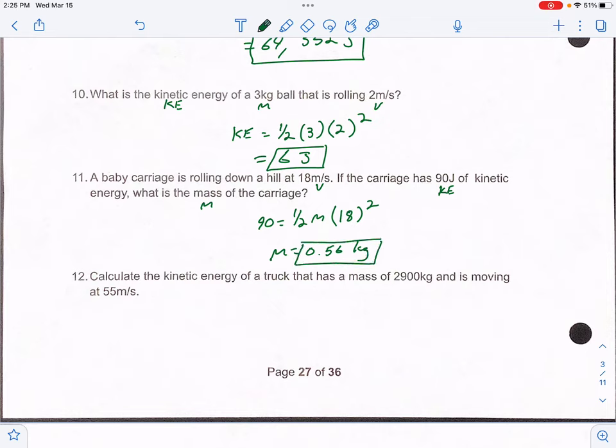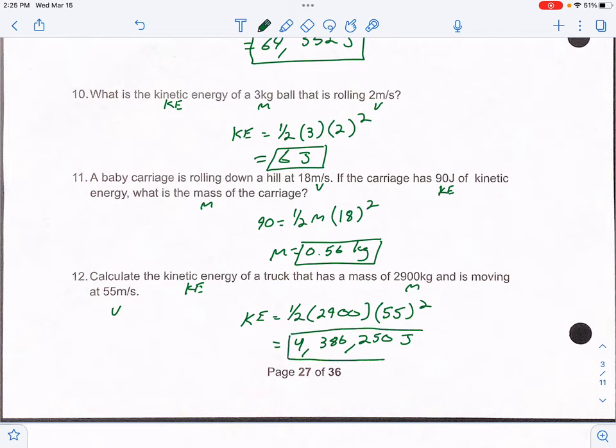12, calculate the kinetic energy of a truck that has a mass of 2,900 kilograms. So I'm looking for KE. I give you mass, and I give you a velocity again. So we're going to deal with kinetic energy. So KE equals 1/2 my mass, which is 2,900, times velocity squared, so 55 squared. So this is going to be a pretty big number. This comes out to be 4,386,250 joules. Okay, you got to think about it, you have a really heavy truck that is moving pretty dang fast, so that is going to be a lot of energy.